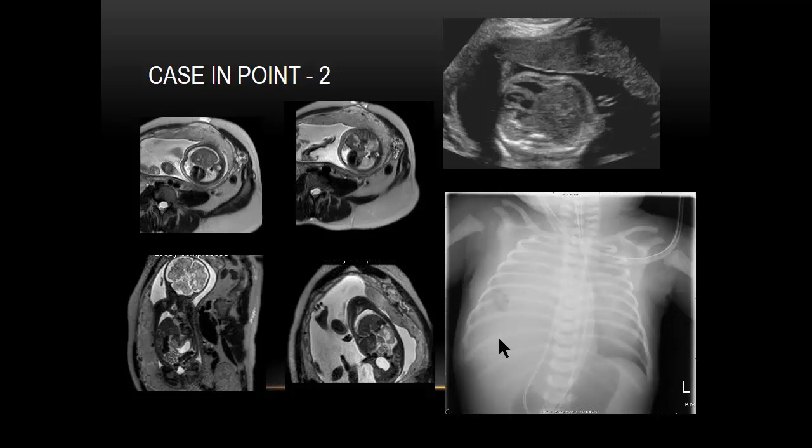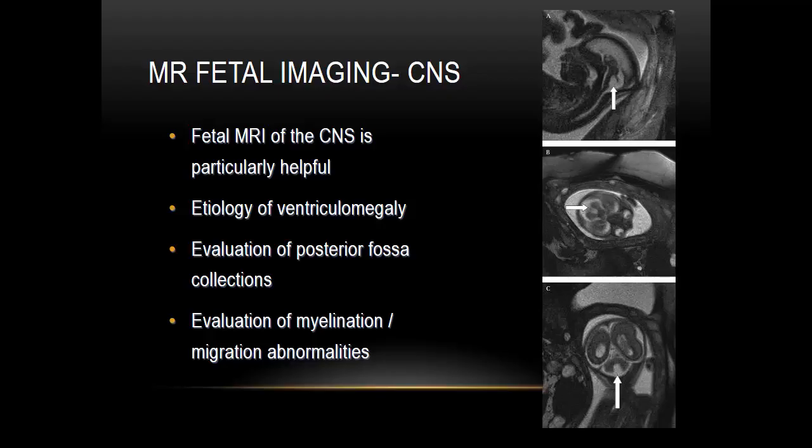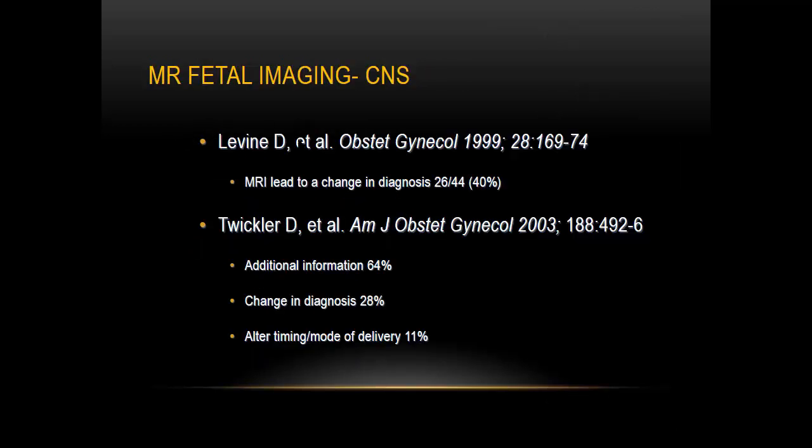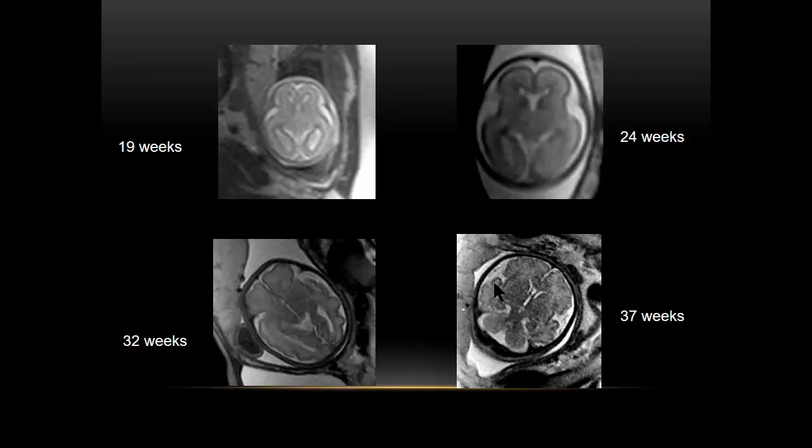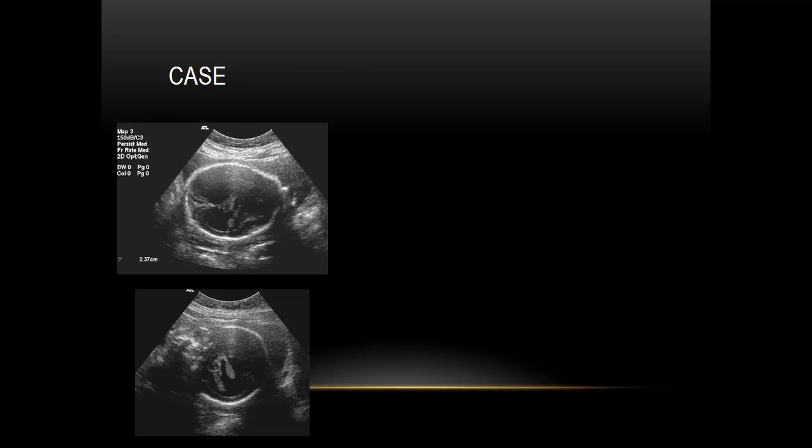And you can see this is a post-delivery radiograph. You can see bowel loops up in the right side of the chest. So very helpful in CNS imaging, especially in ventriculomegaly and posterior fossa evaluation. Deborah Levine found a change in diagnosis in almost 40% of cases. This particular study found additional information in 60% of cases. You have to remember that the fetal brain is changing over the gestational ages. So at younger gestational age, a very smooth brain, but as you go further, you see the sulcation and gyration develop.